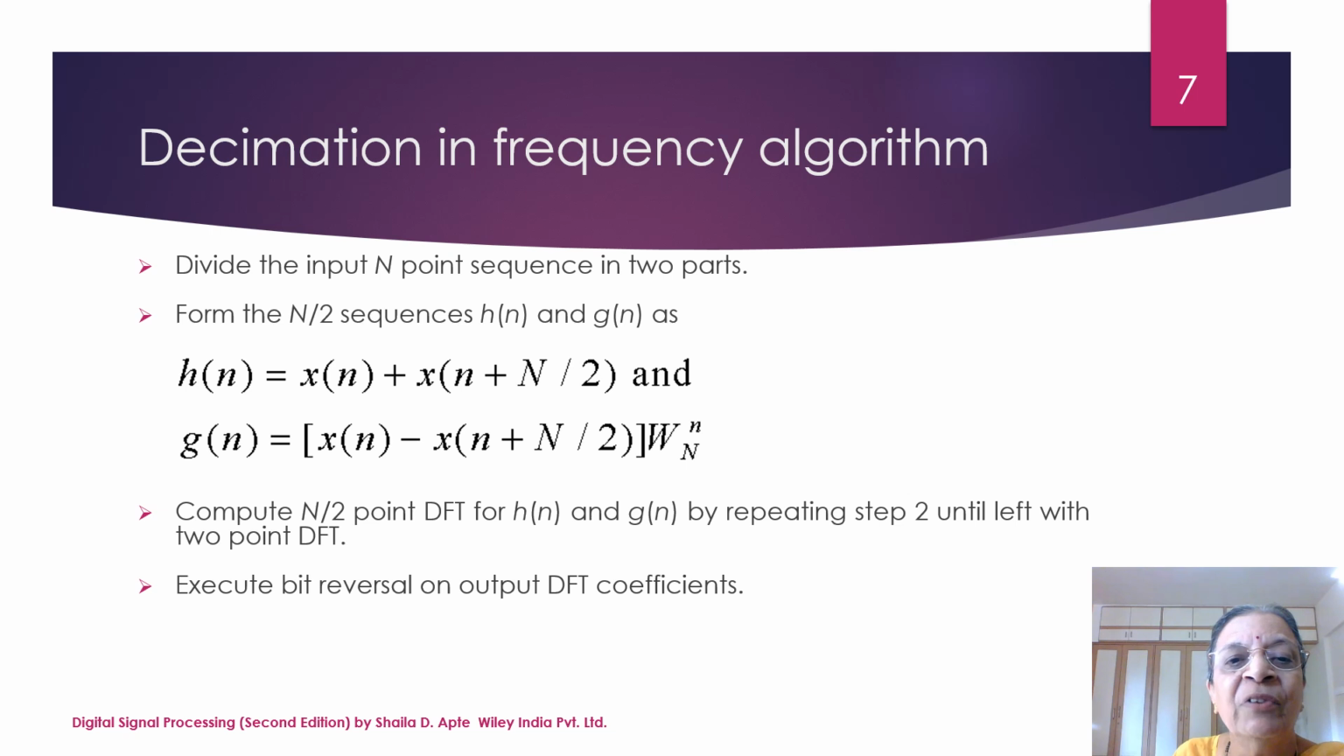So this is how we divide the N-point DFT computation into N by 2 point DFT computations, and then further go on dividing until we are left with 2-point DFT computation. And finally, execute the algorithm for 2-point DFT computations, and then what you will have to do is execute bit reversal on the output DFT coefficients. Why this is required, we will just see.